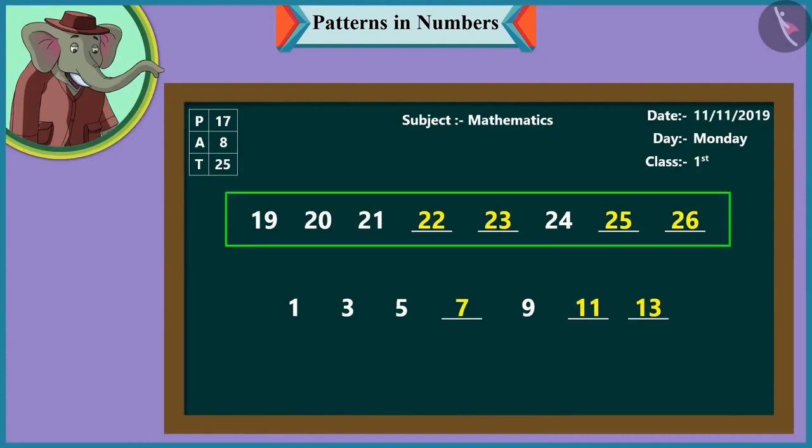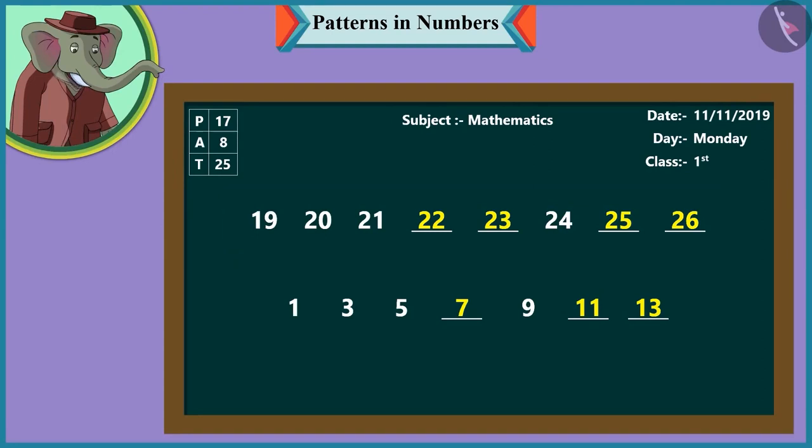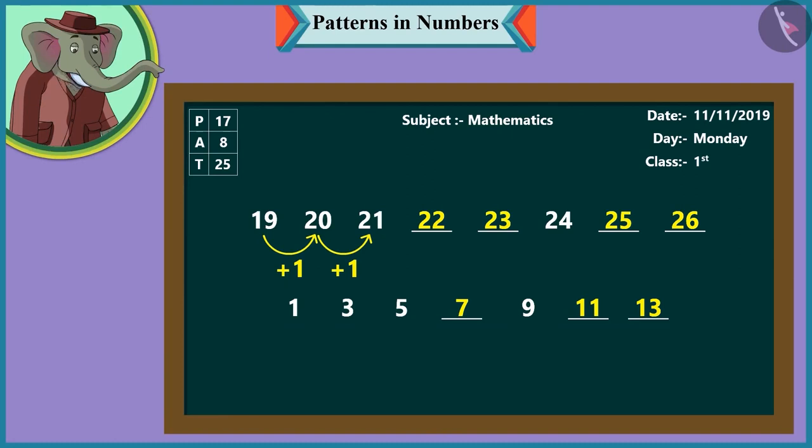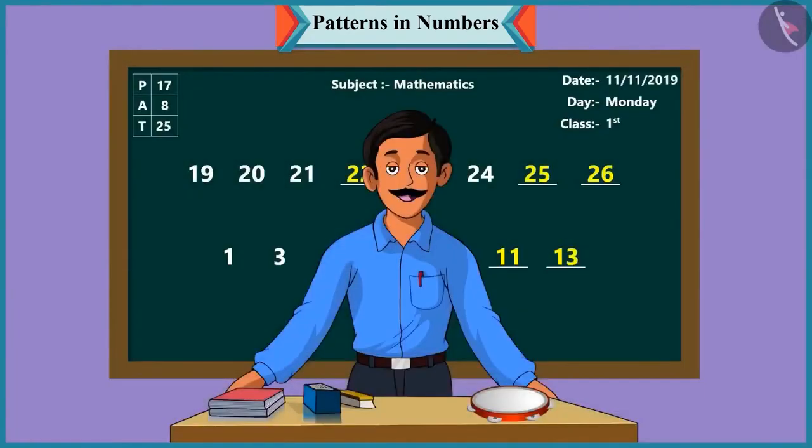Children, here in the first number pattern, one has been added to each number to take it forward. Like adding 1 to 19 makes 20 and adding 1 to 20 makes 21. And in the next pattern, 2 has been added to each number to proceed with the pattern. Like adding 2 to 1 makes 3 and adding 2 to 3 makes it 5.